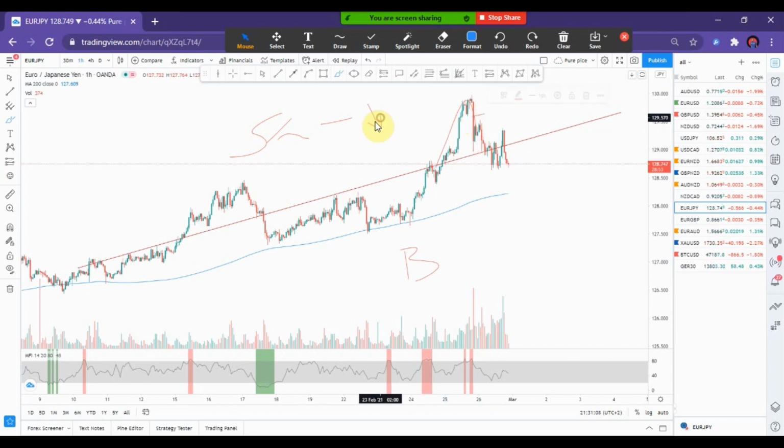And the most important thing is to make sure that if there is a structure, there is then a breakout of that structure. For an example, here there is a breakout of that market structure.